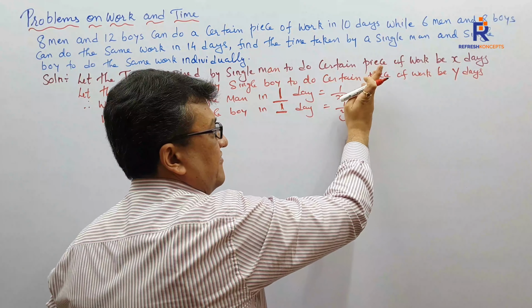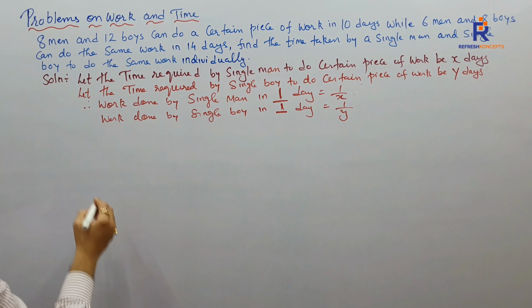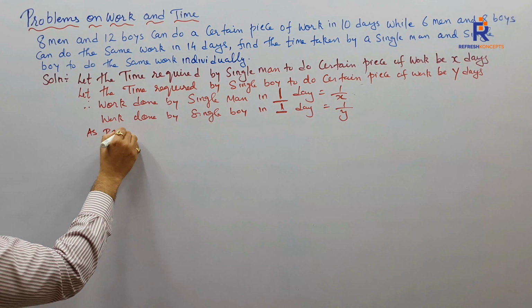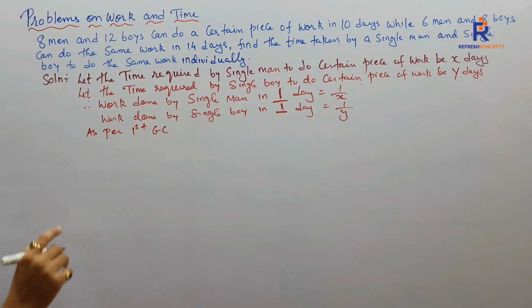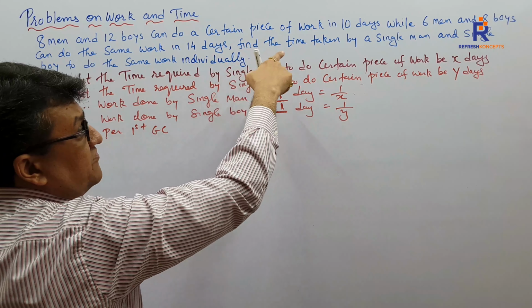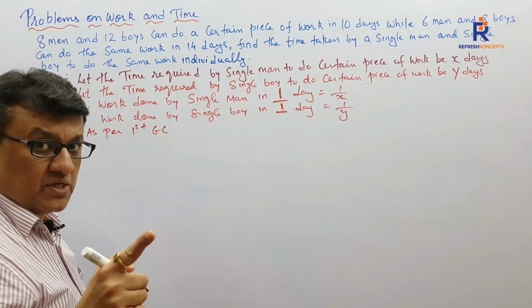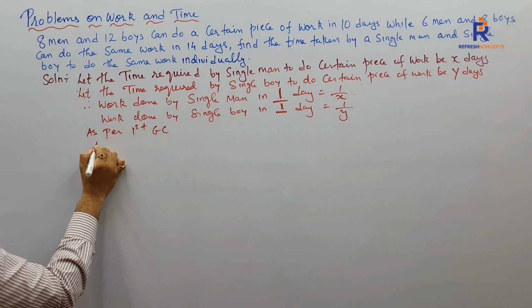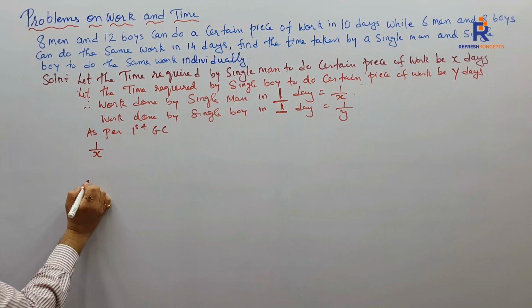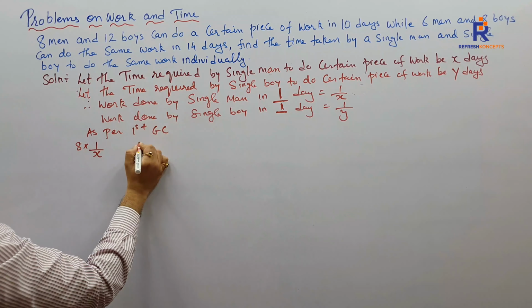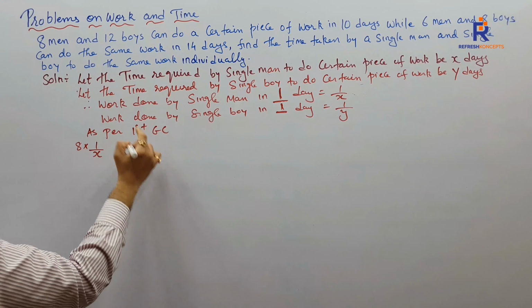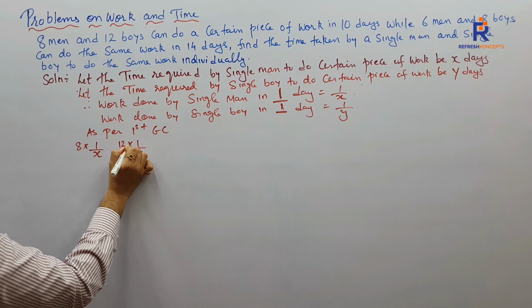So I'm not writing it over here. We are framing our equation now. So what is our equation? As per the first condition. Pay attention, children. 8 men, 12 boys can do a certain piece of work in 10 days. So this is single man multiplied with 8 men working for a single day. This is for single boy, 12 boys working for a single day.